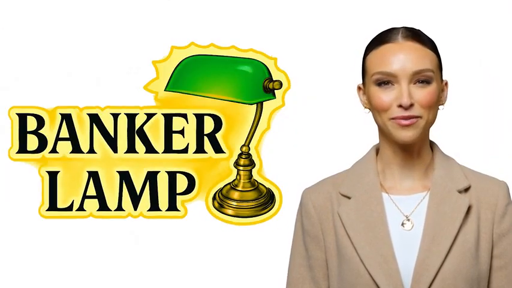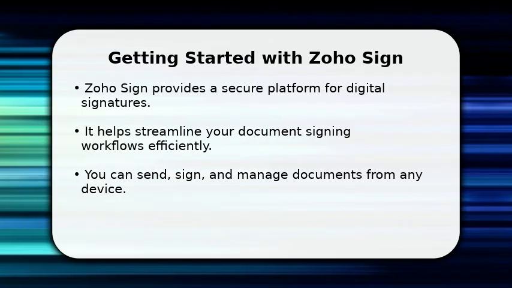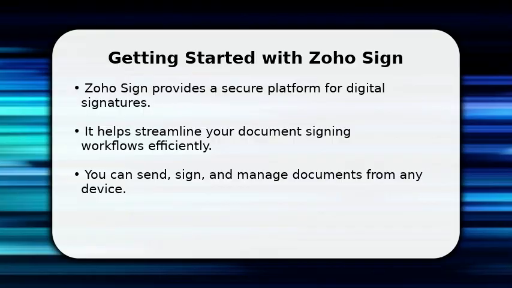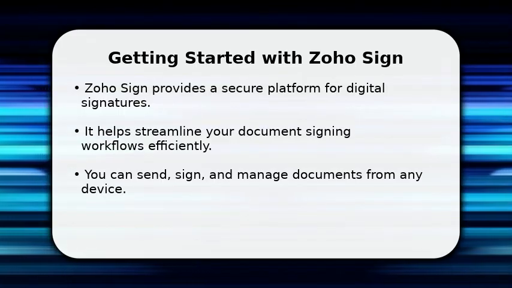Please enjoy the video. In this video, I will explain how to use Zoho Sign. First, understand that Zoho Sign is a robust digital signature solution designed to simplify your document processes. It allows individuals and businesses to send, sign, and manage documents securely and legally from virtually anywhere. This platform ensures authenticity and integrity for all your agreements, saving you valuable time and resources by eliminating paper-based signing.